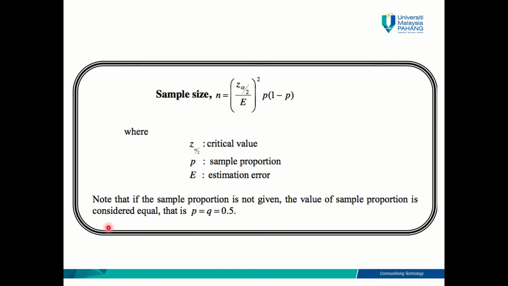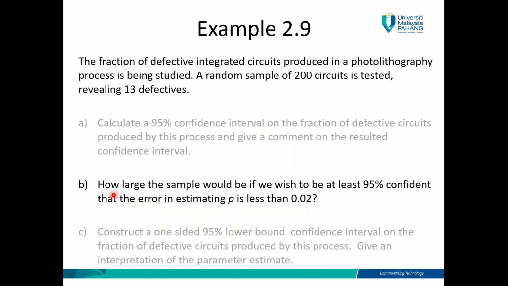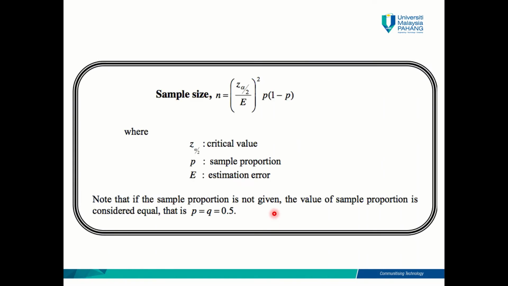So if you ever encounter a question that asks you about the sample size, but they don't give you any information about the sample proportion, you can just assume it to be 0.5. Please take note of this. But in this question, we already know the sample proportion. It's 13/200. So we will use this P to calculate the sample size.